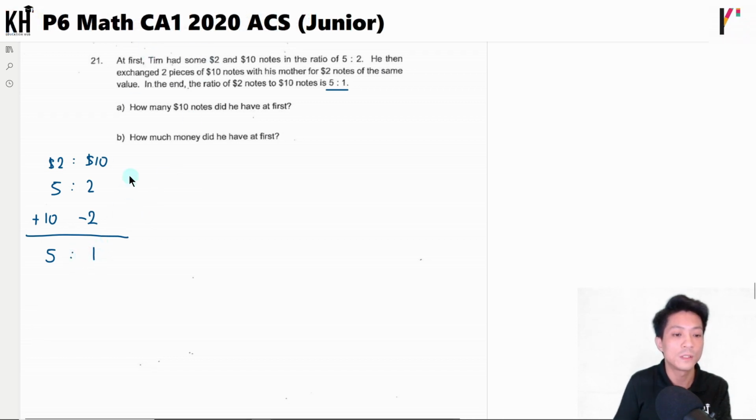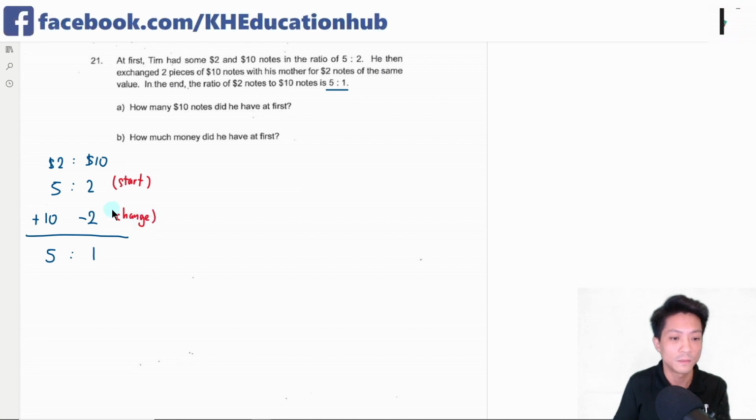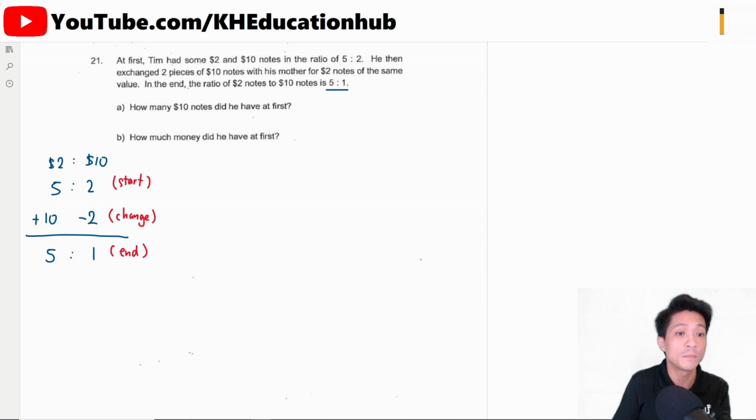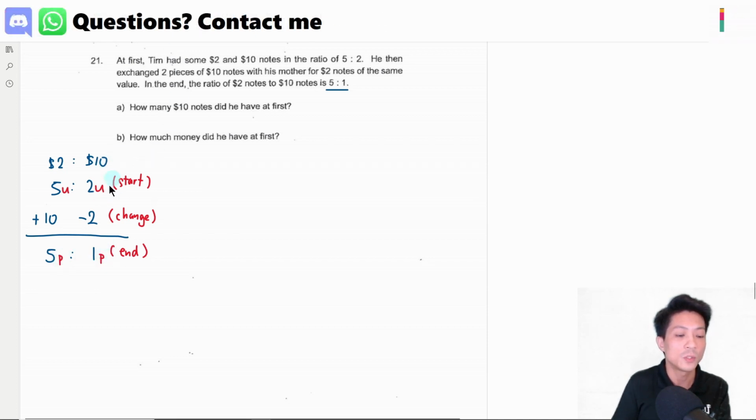So this is the start. This is the change that happened. And this is the end. If you're familiar with this by now, you should know that the one at the beginning we treat as units, the one at the end we treat as parts. So we're going to cross multiply it like this.